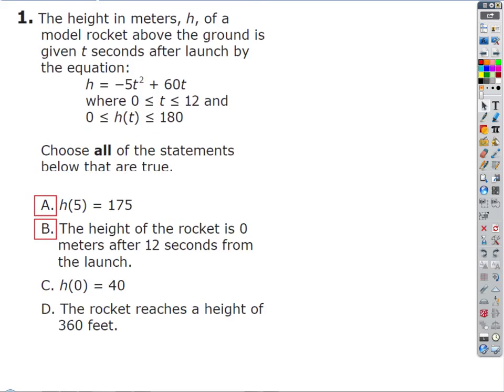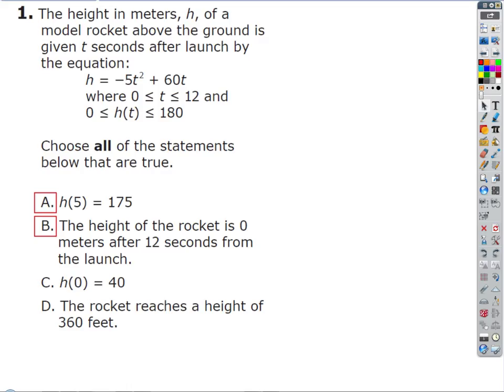Okay, so Brendan, how am I going to know if this one is true? How could I check it? Input 5 into the top. Input 5, exactly. We're going to input 5 into h, aren't we? So if we input 5 into h, and you'll have a calculator, that's going to give you negative 125 plus 300 is positive 175. Your calculator would tell you it's 175, so it's true. Good. What about the next one?